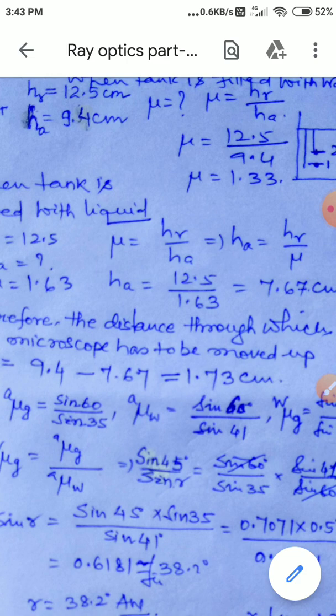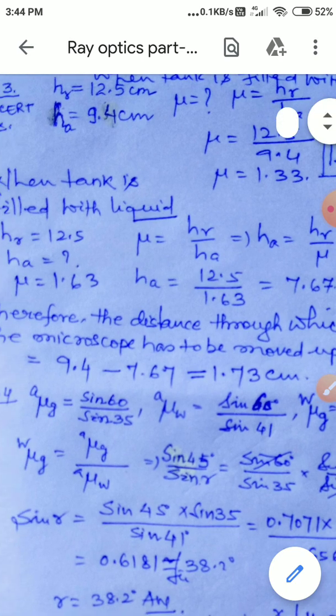So earlier the apparent depth is 9.4 centimeter. Microscope is focused at 9.4 centimeter. Now we have to focus it at 7.67 centimeter. So it is to be moved up through a distance 9.4 minus 7.67 equal to 1.73 centimeter.